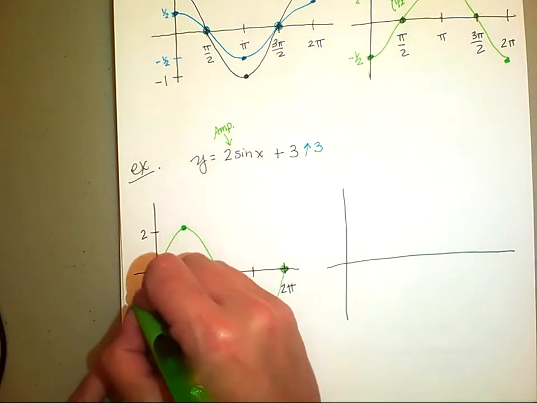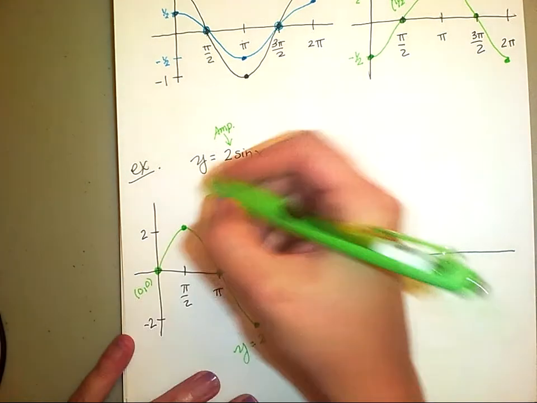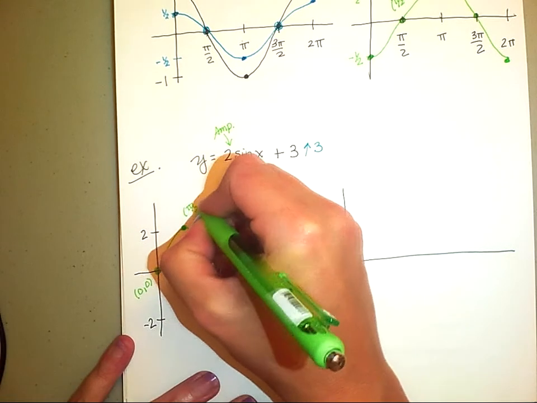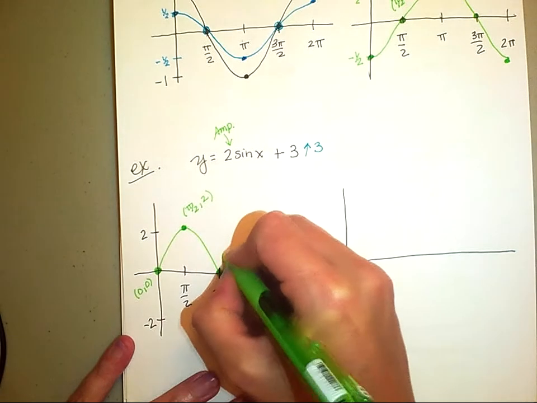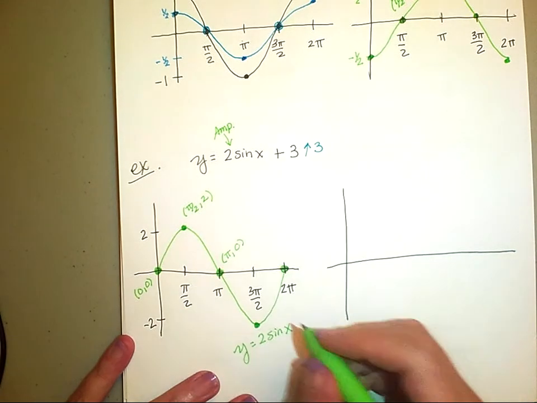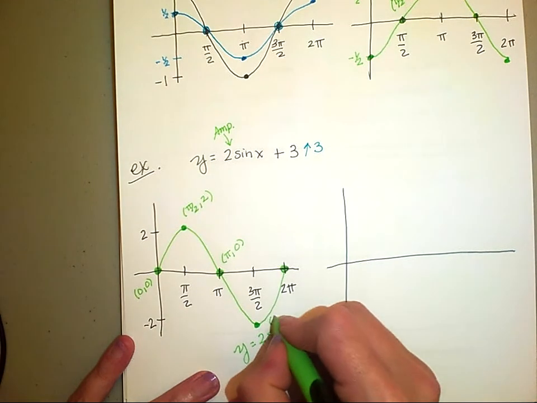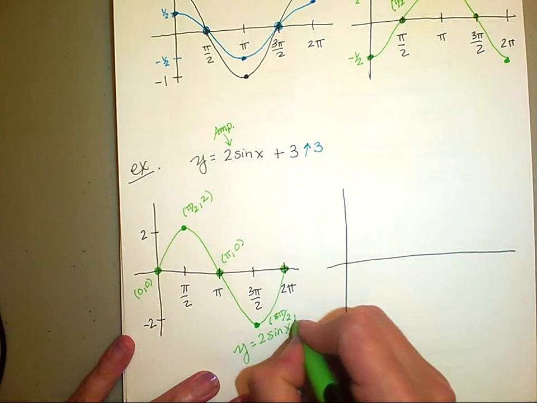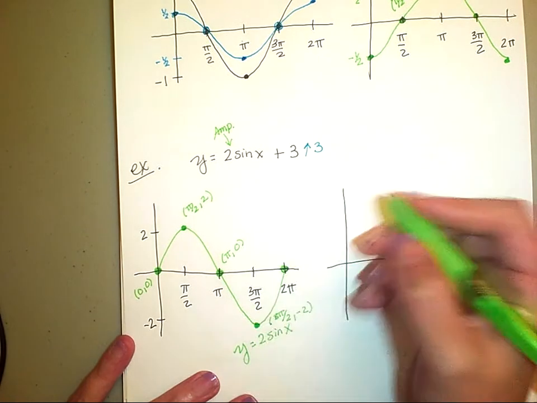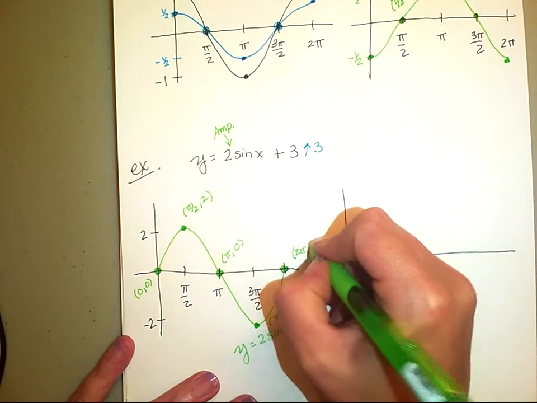Now let's label our points so we can see this happen. This is 0, 0. This is pi over 2, comma 2. This is pi, comma 0. This is 3 pi over 2, comma negative 2. And this is 2 pi, comma 0.